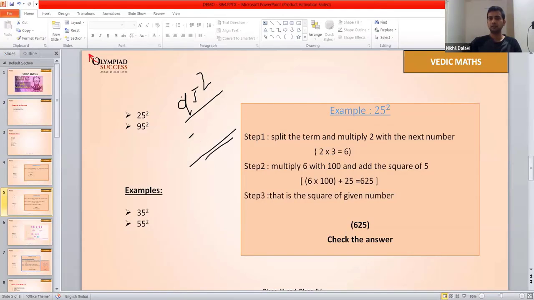So you multiply 9 and 10, which is 90. You write 90 here. Then you take this 5. What is the 5 squared? 25. So write 25 here. So the answer of 95 squared is 9025. Getting it? Now, similarly, can you guys solve this 35 squared? Take this example, 35 squared. Yes, Arav, you got it right.